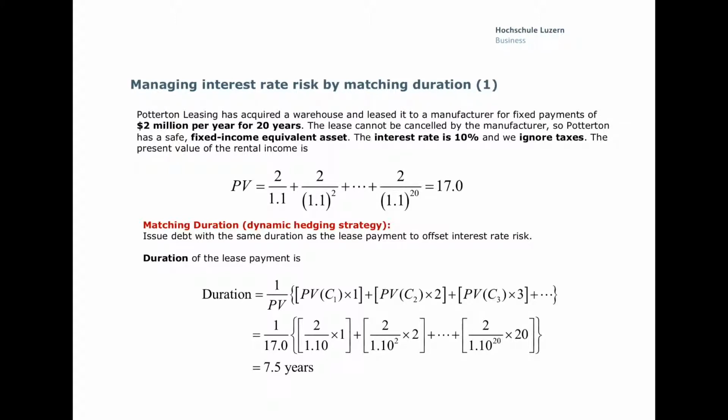As you might recall from Course 3, duration is defined as the weighted average time until cash flows are received and is measured in years. This implies that duration expresses the interest rate sensitivity of a bond issue in a single figure. In our example, duration of the lease payment is 7.5 years.